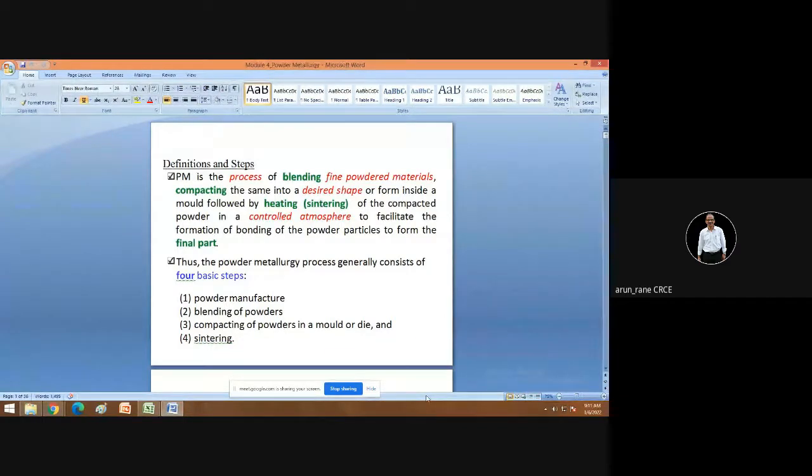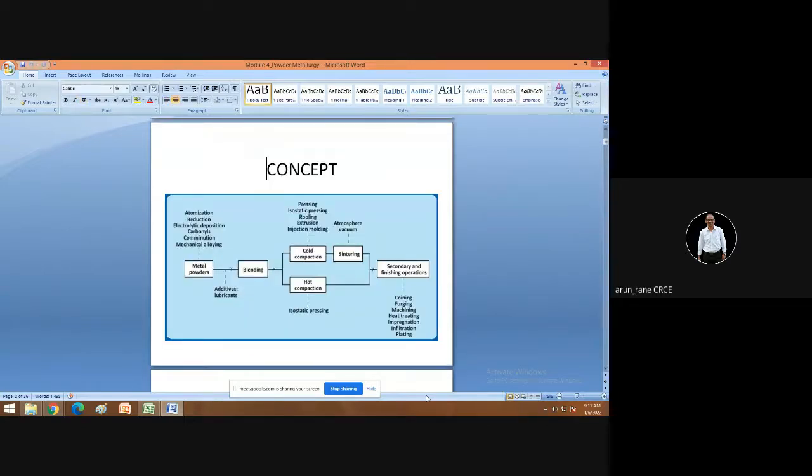So you know the definition, how it is done. These are the secondary and finishing operations. I think this was not covered. You have seen metal powders, how to manufacture metal powders. There are different methods: atomization, reduction. Then you add additives. This is important. This chart is important. It gives you a complete picture of powder metallurgy.